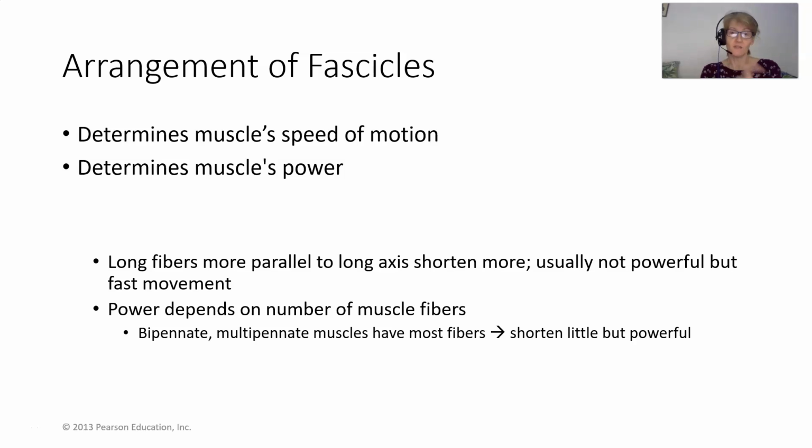So the arrangement of the fascicles determines the muscle's speed of motion or the muscle's power. If we have long fibers that are more parallel to the long axis of the muscle, these are going to allow for a lot of shortening, which usually gives less power but more speed, more fast movement. And the power that we can get out of a muscle is going to depend on the number of muscle fibers. If we have a lot of fibers, we get more power, but they tend to be shorter, as I've just said, in the bipennate, multipennate, unipennate structure.